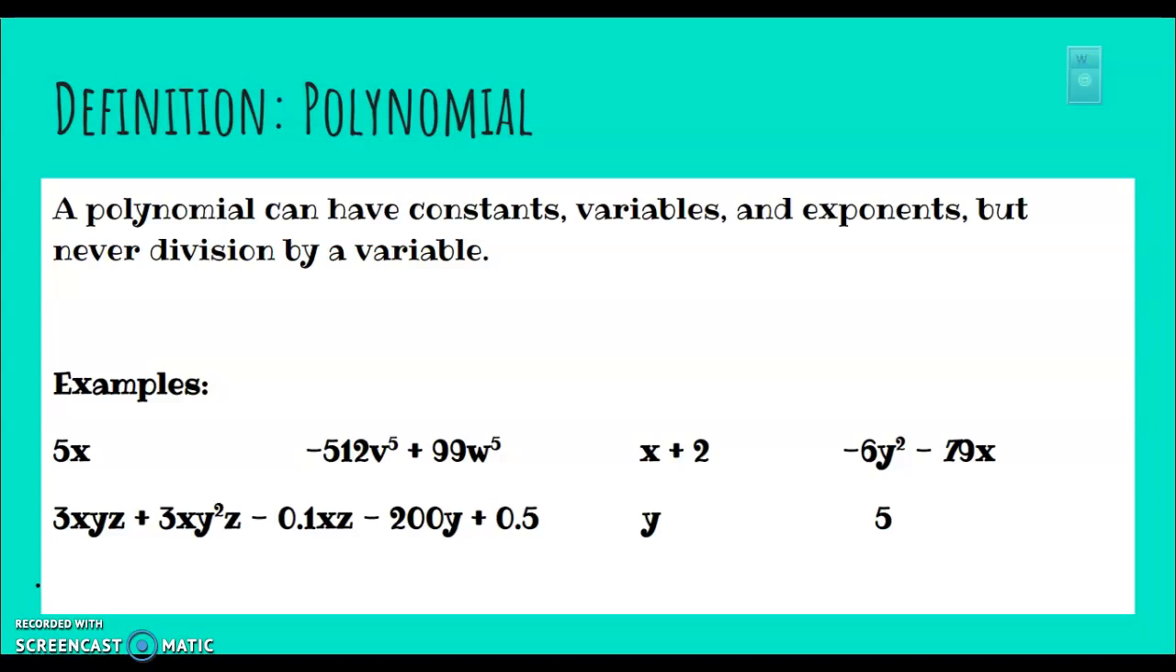The next one, 3xyz plus 3xy squared z minus 0.1xz minus 200y plus 0.5. That is a polynomial expression. It has 5 different terms, so each term is in between an addition or subtraction sign. Then 5 is a polynomial. It has one term, the number 5. That's a constant. It has one term. So all of those are polynomials.